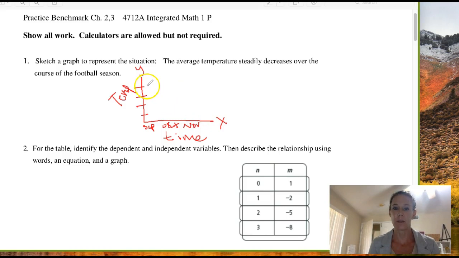So it might look something like this. You start out hot and you work your way down cold. All right? And that is what a graph of that would look like. Okay, let's go on to number 2.